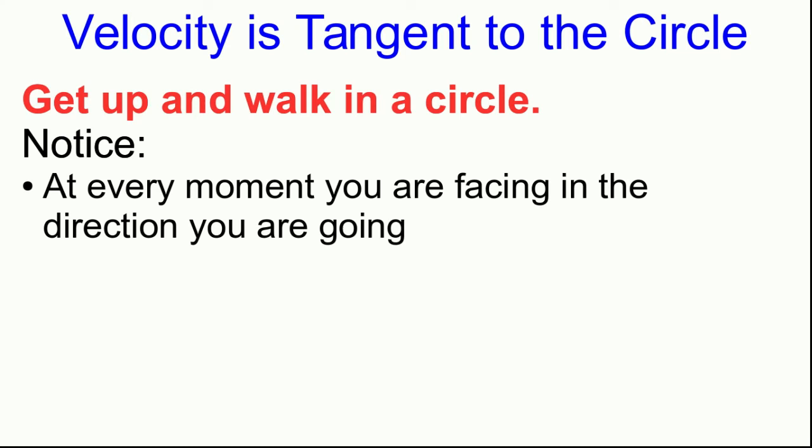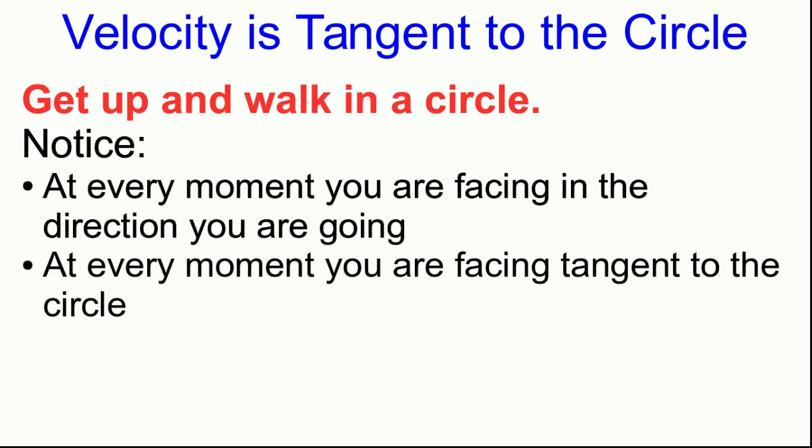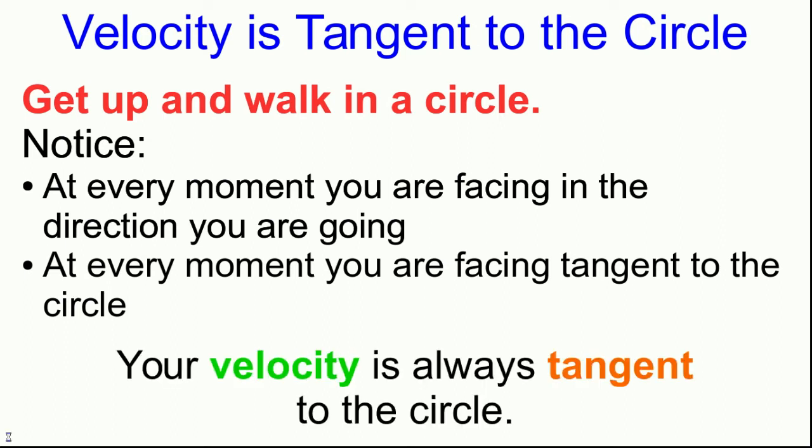Unless you're walking rather strangely, then at every moment you are going to be facing in the direction that you are going, or in other words, in the direction that your velocity vector points. And at every moment, notice that you are facing tangent to the circle that you're walking around. So intuitively, we can conclude that your velocity, when you're in circular motion, is always tangent to the circle.